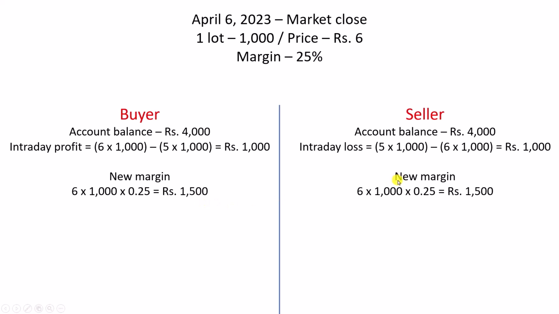Same goes for the seller. The current price is 6, and if the seller wants to sell now, let us say the market is open and it is trading at 6 rupees, then he should pay 1500 rupees, correct? So now what he has to do is maintain this amount in his account, or I can say he has to pay extra 500 rupees margin money.